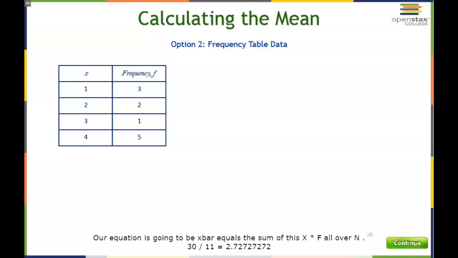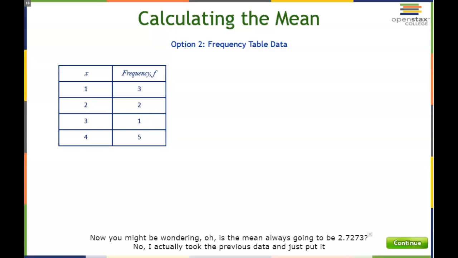So our equation now is going to be X bar equals the sum of this X times F all over N. 30 divided by 11 is 2.727272. And again, rounding it to 4 decimal places, we get 2.7273. Now you might be wondering, is the mean always going to be 2.7273? No, I actually took the previous data and just put it into a frequency table to show you that you can do that with the same type of data. Even though it was listed in the previous way of calculating mean, we could have put it into a frequency table and then calculated the mean.